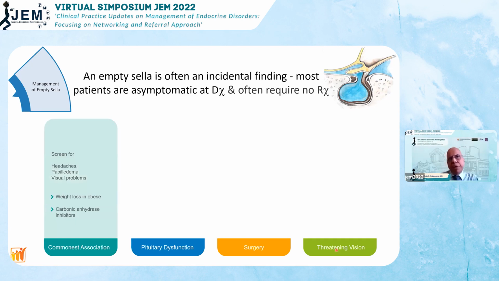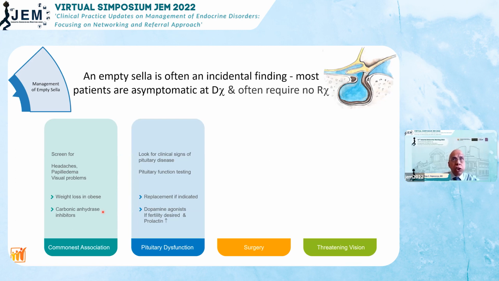We screen everybody with empty sella and ask them for headaches. We look for papilledema. We look for visual problems. Of course, if they're associated with obesity, benign intracranial hypertension, idiopathic, we ask for weight loss in them. Sometimes if they have headaches, they may benefit from carbonic anhydrase inhibitors. As far as pituitary function, we have to look for pituitary dysfunction. And if they are hypopituitary, we need to replace them. If they have high prolactin and fertility is desired, dopamine agonists may be beneficial in these individuals.